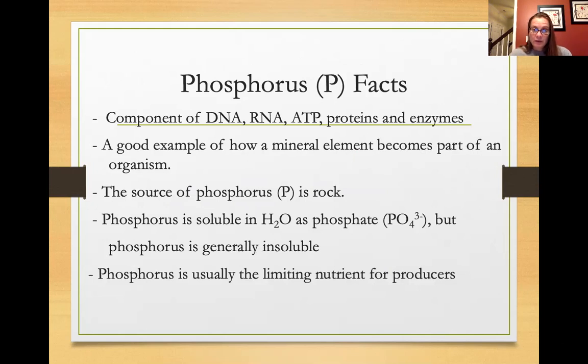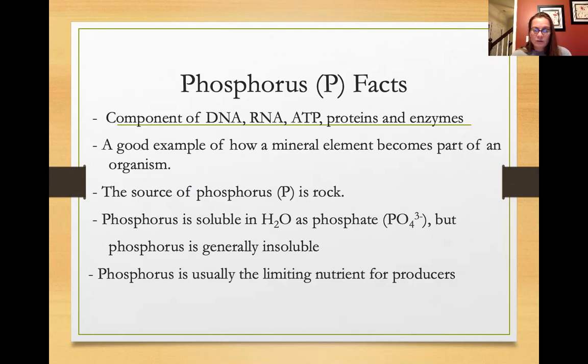Let's move on to the phosphorus cycle. So a few facts about phosphorus before we get started. Phosphorus is a component of DNA and RNA along with ATP and ADP, which you might remember from your biology classes. It's also a critical component of both proteins and enzymes, which are proteins. Phosphorus is a great example of how a mineral element becomes part of an organism.